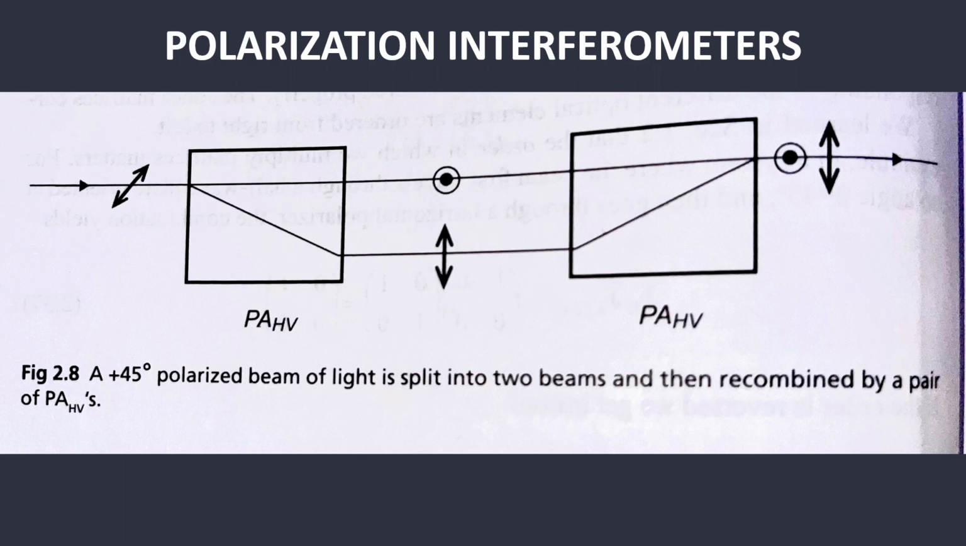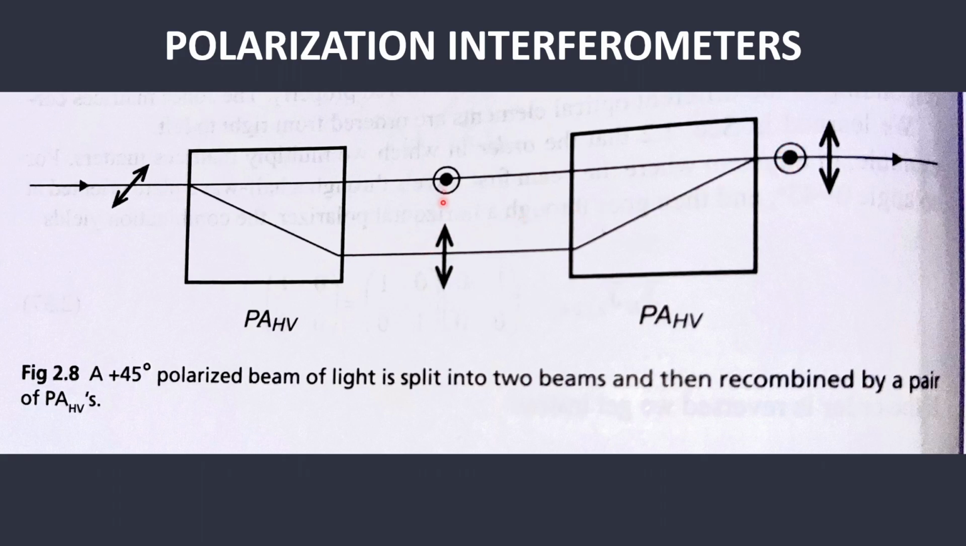So here's an example of a polarization interferometer. In this one you have a horizontal-vertical polarizer that is separating out the polarizations from this 45-degree polarized beam. And then it is recombined right here. However, you'll notice that it's no longer 45.